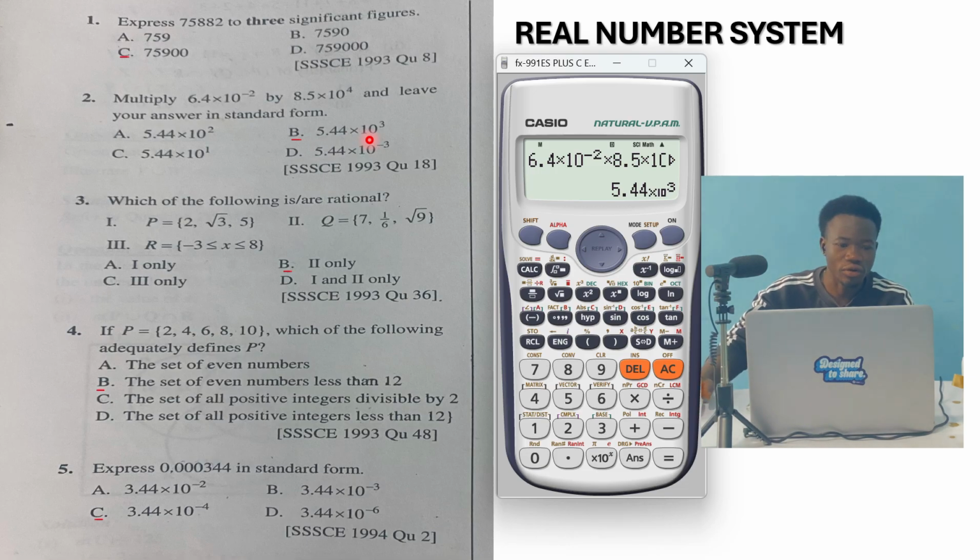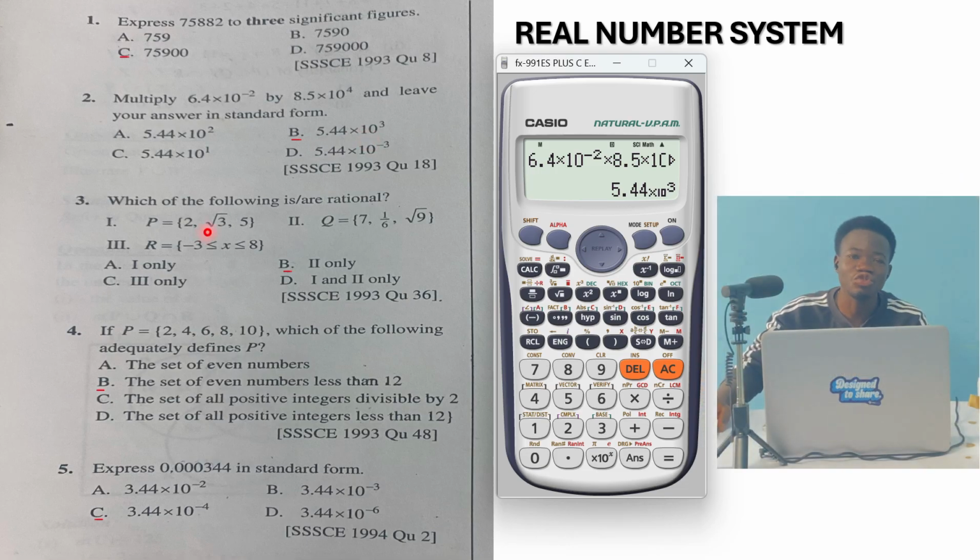Now let's look at the third one. The third one does not demand that you use a calculator, but simply to answer it if you understand the concept. It says: which of the following is or are rational. When we talk about rational numbers, they are numbers that can be expressed in ratio form or in fraction form. The opposite is the irrational numbers. They cannot be expressed in ratio form or in fractional form.